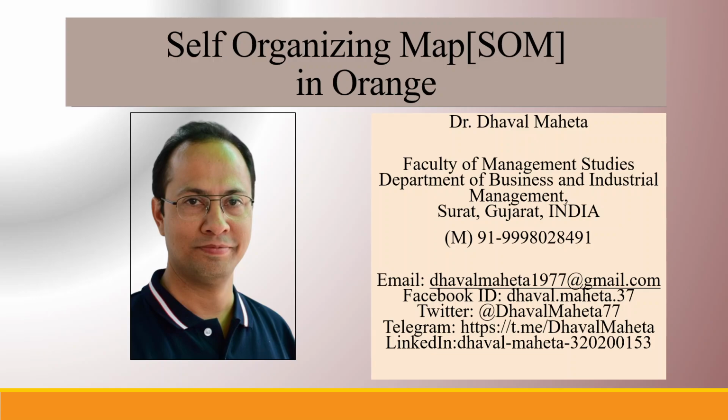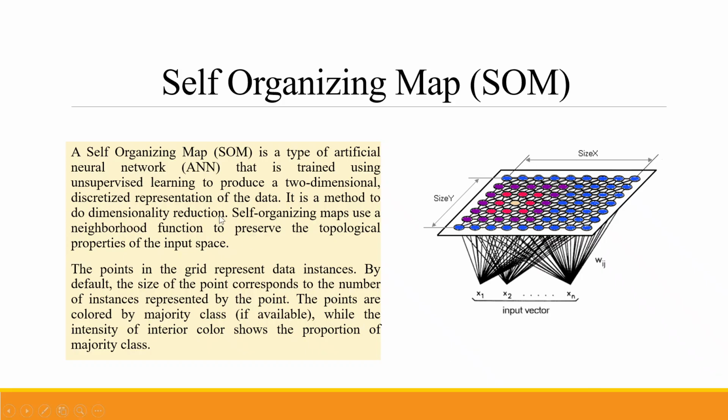This is Dr. Dhaval Maheta, and today we'll understand how to plot a self-organizing map in Orange. A self-organizing map is a type of artificial neural network that is trained using unsupervised learning to produce a two-dimensional discretized representation of the data. It is a method for dimensionality reduction. Self-organizing maps use neighborhood functions to preserve the topological properties of the input space.